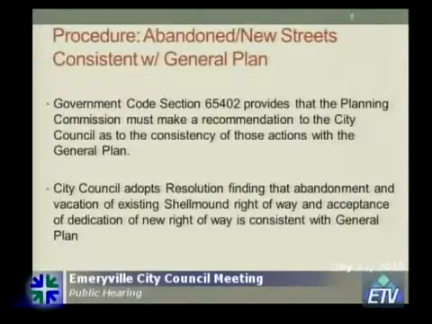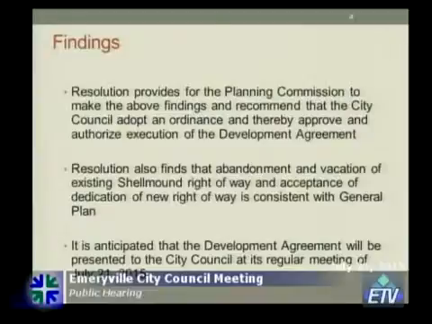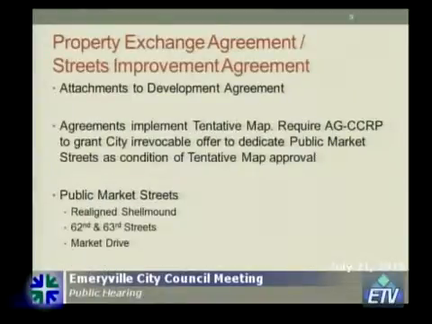The procedure for abandoning a street requires that the city council find that the abandonment would be consistent with the general plan. The government code also provides that the planning commission must first make a recommendation to the city council as to consistency of those actions with the general plan. Thereafter, the city council would adopt a resolution finding that abandonment and vacation of the existing Shellmound right-of-way and acceptance of the new dedication would be consistent with the general plan. Sorry, that was an old slide that shouldn't have been in there.